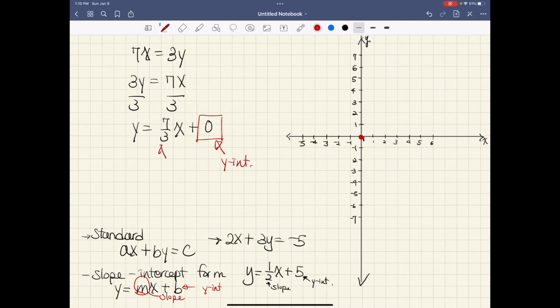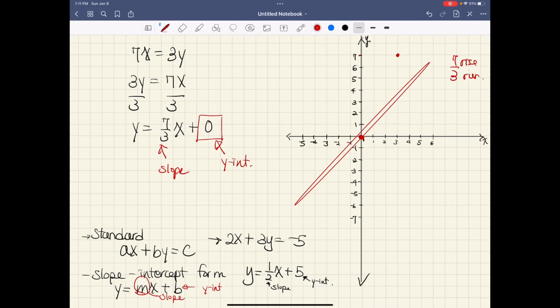And 7/3 is your slope. 7/3, so rise over run. So from 0, you have to go up 7 and move to the right 3 times. And connect those 2 points.